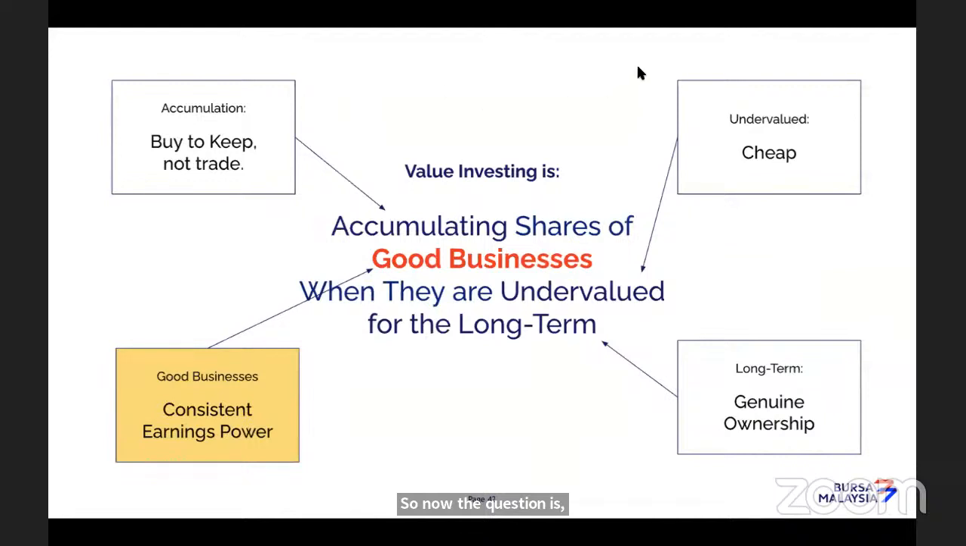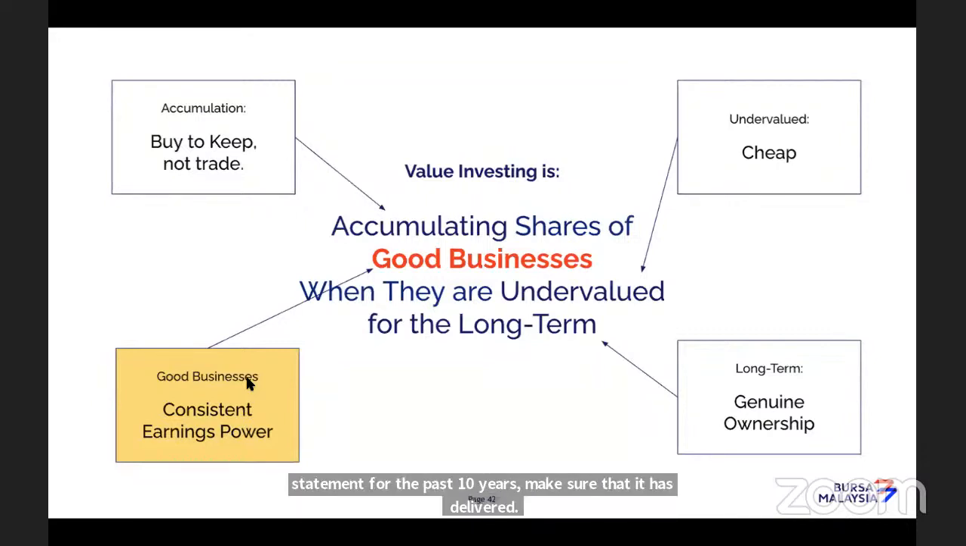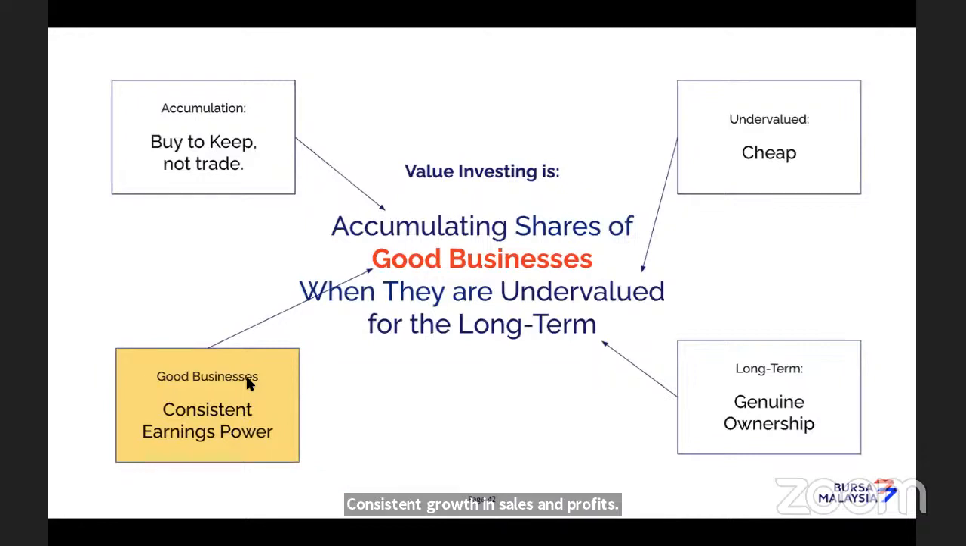All right. The key thing is to always go back to basics. And over here, the ultimate solution to avoiding value traps is to make sure that you assess the fundamentals of the company first. Look at the company's economic moat. Look at the company's income statement for the past 10 years. Make sure that it has delivered consistent growth in sales and profits. Check out its cash flow statement, making sure that its operating cash flow has been rising over time.